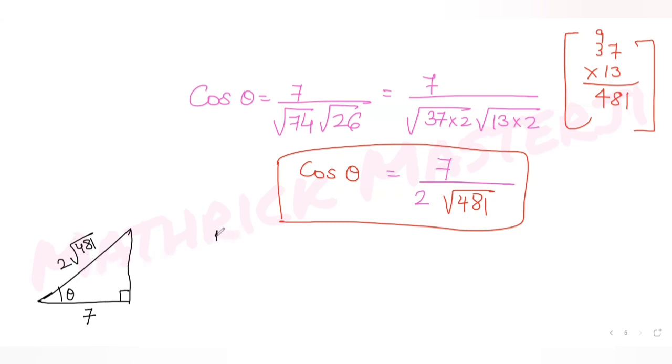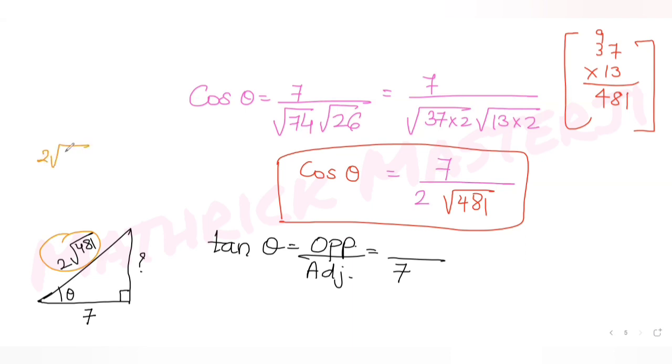So if I want to find tan theta, which is opposite over adjacent, so I have the adjacent side with me, but I need to find the opposite side here. So let's try to find the opposite side using Pythagoras theorem. Hypotenuse squared, so 2 root 481 squared, is equal to 7 squared plus this question mark, which we have to find the square of. So 2 squared I know is 4, and 481 multiplied with that minus 49 is the question mark square.